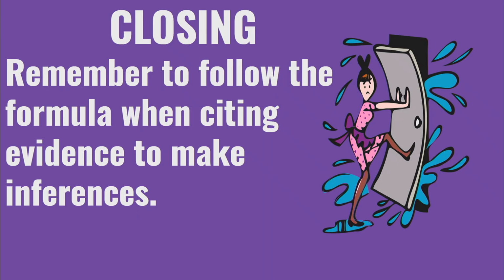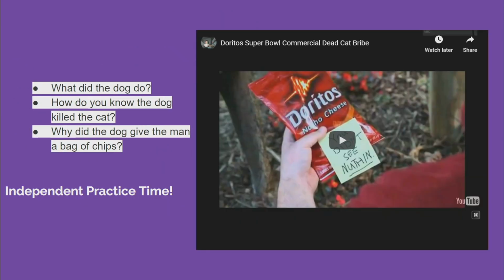Okay, so now, as we close up this lesson, I want you guys to remember to follow the formula when citing evidence to make your inferences. Remember, you're going to take your prior knowledge plus your textual evidence, and you're going to make that educated guess, as we know is our inference. So while you're at home, I want you guys to practice with this. You have 3 questions that you can answer, and you may pause the screen at this time so you can write these down in your graphic organizer.